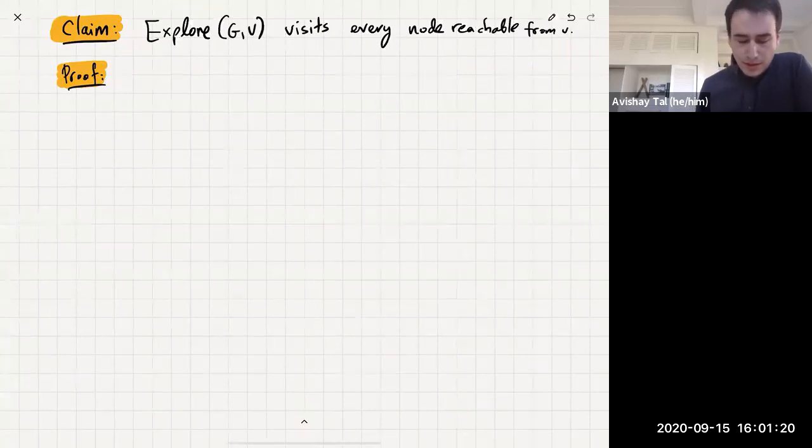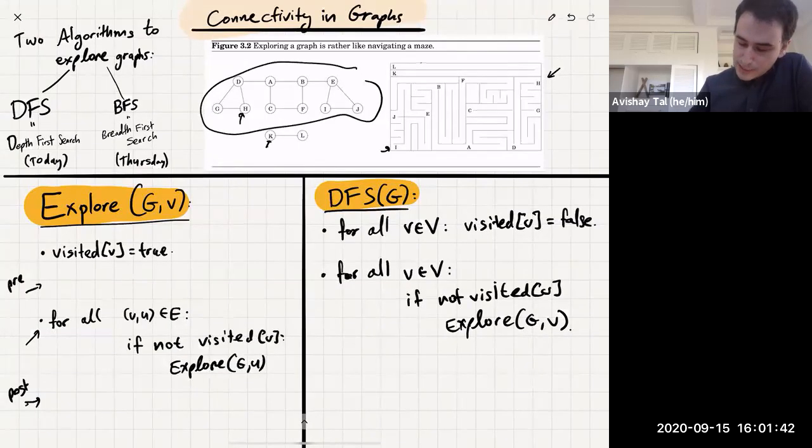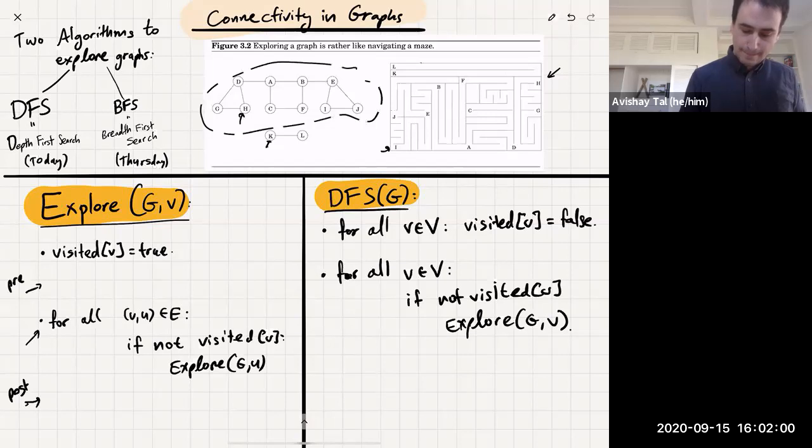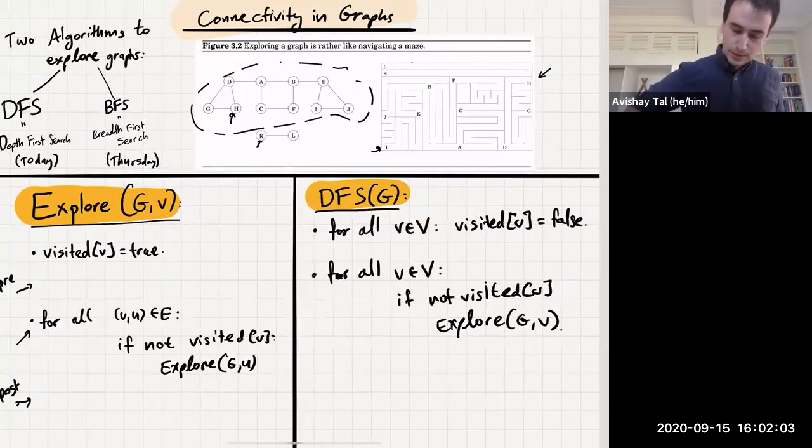Okay. So now we get to maybe the first rigorous point. I want to prove that when I run explore on the graph G, starting from the vertex V, I visit all nodes that are reachable from V. So for example, if I'm looking at this maze and I run explore starting from H, I claim that after the explore on the graph and H finished, I revealed and visited this entire component. Okay, so why is this true?